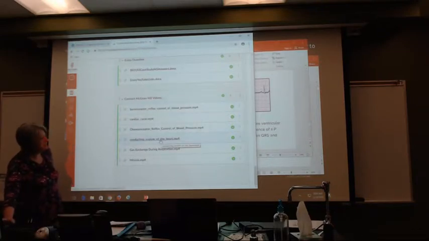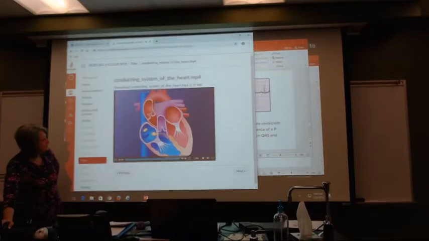So let's look at this conducting system, since that was the last topic, I should say, that we were focused on. Let's see if it's going to play.